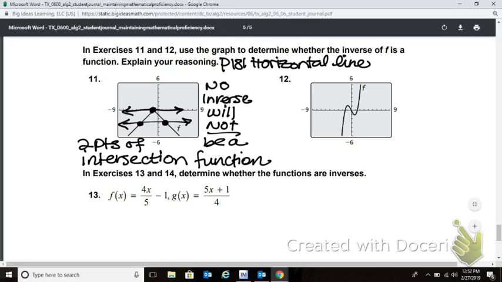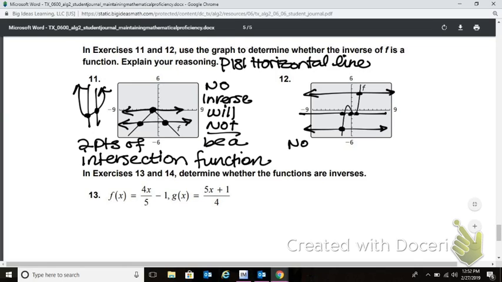Remember, a function is defined by the vertical line test. If you put a vertical line through the function anywhere, it hits the function only once, okay? So that's what we're talking about. All right, so this one, same thing. A horizontal line here only hits it once. A horizontal line down below only hits it once. But if you do it through the middle, look, it intersects 3 times. So this is also a no. The inverse will not be a function because there are 3 points of intersection. You can only have 1.